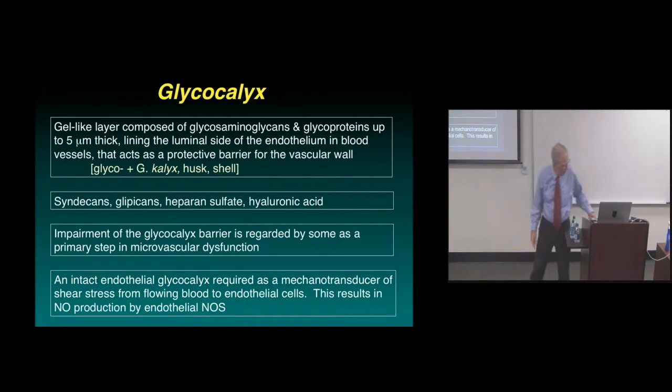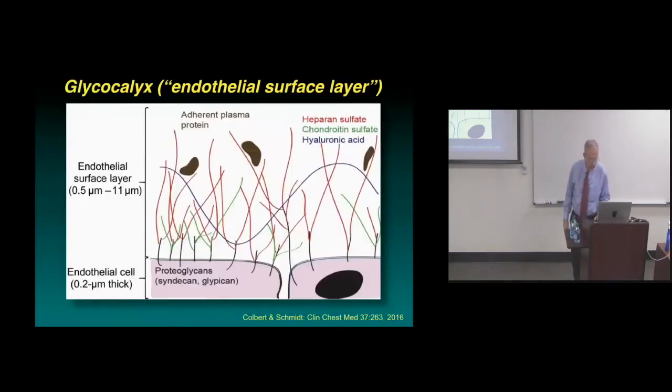And I'll show you how pressure on this squishy glycocalyx can modify the function of the cells underlying it. One of the things that's been demonstrated extremely well is that as there's shear stress over that, it induces nitric oxide production by endothelial cells.